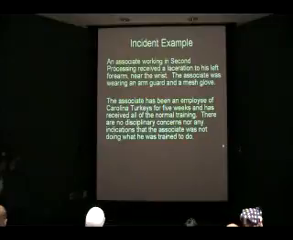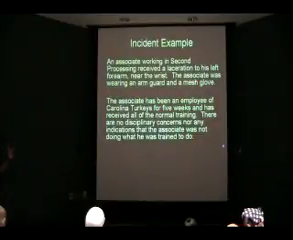Here, an associate working in second processing received a laceration to his left forearm near the wrist.